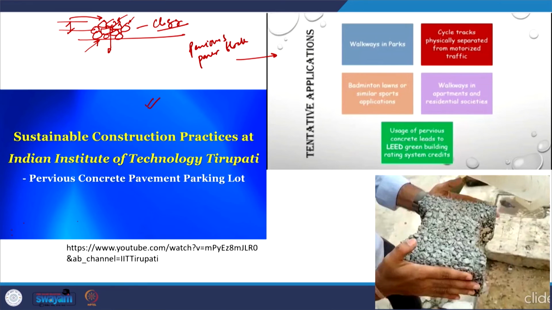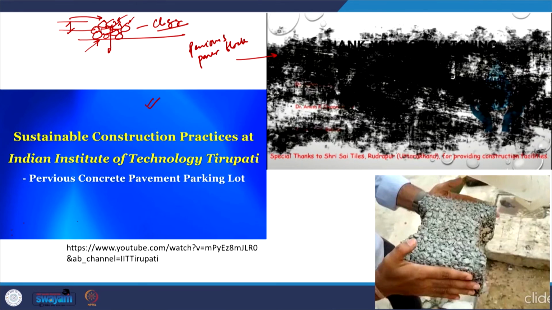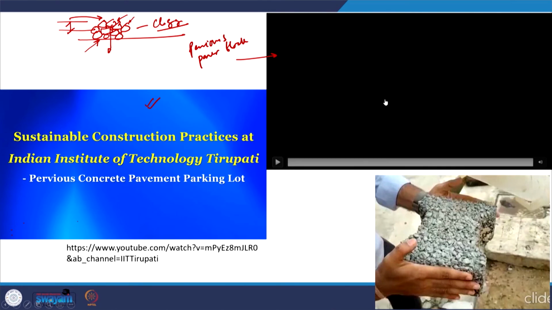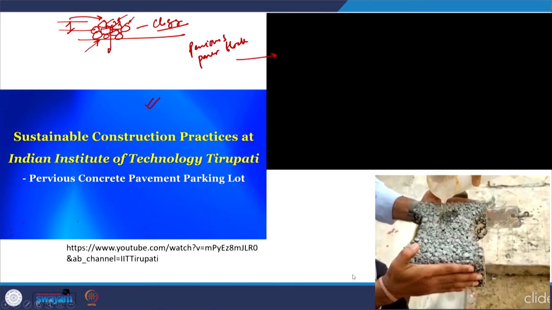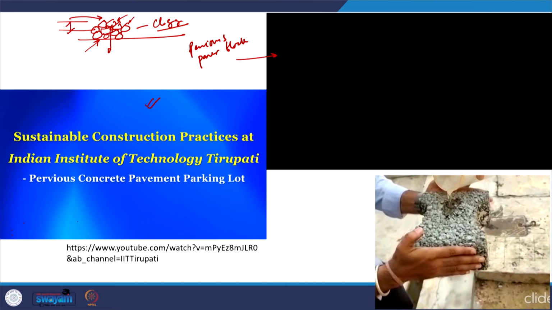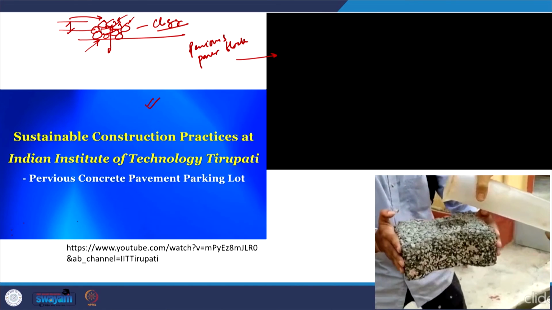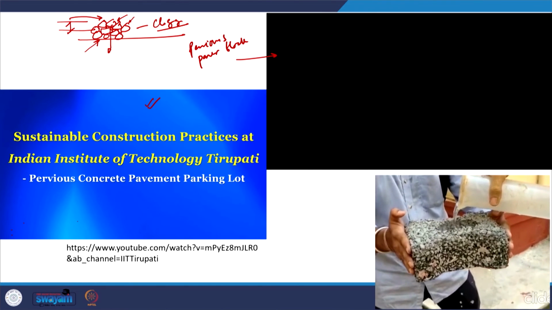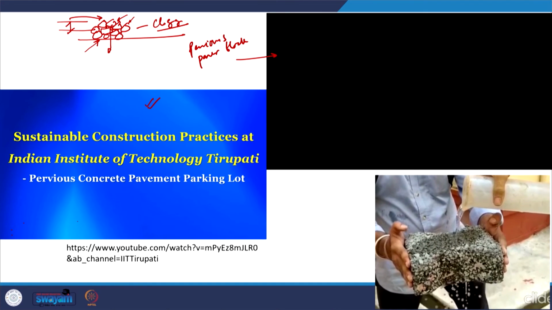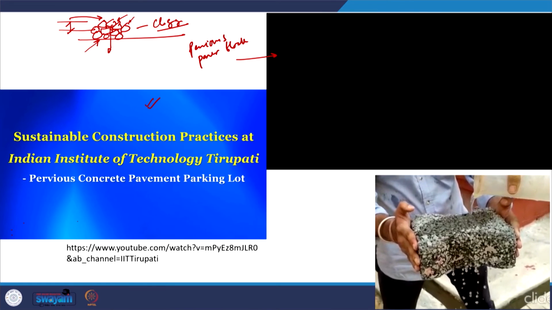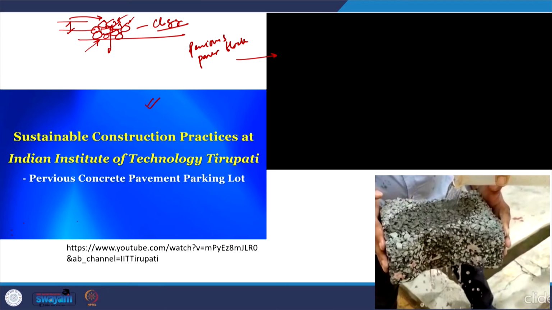So, these are various applications where the pervious concrete can be laid. Now let us look at the last video. This mixture was produced using recycled asphalt aggregates from asphalt pavement using the RAP material. You can see that the produced block is very intact. We found good compressive strength for these blocks, and you can see how good the permeability is in these blocks.